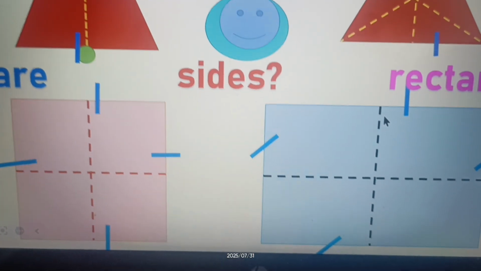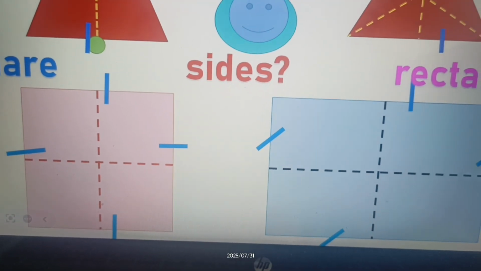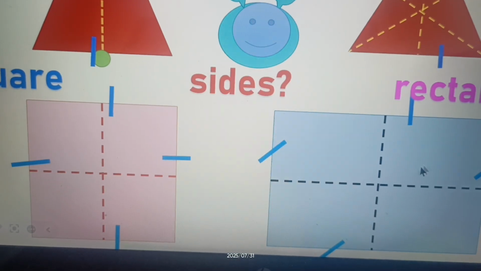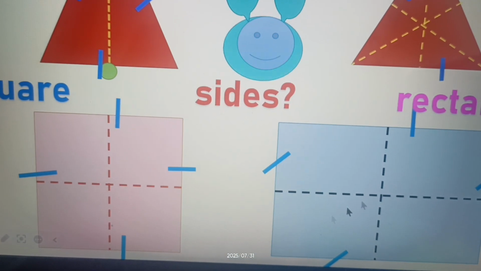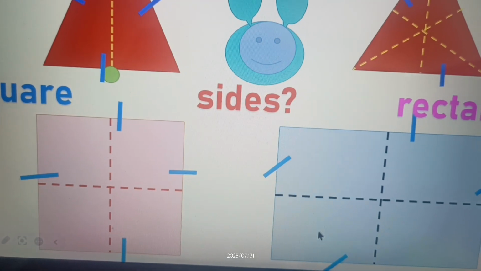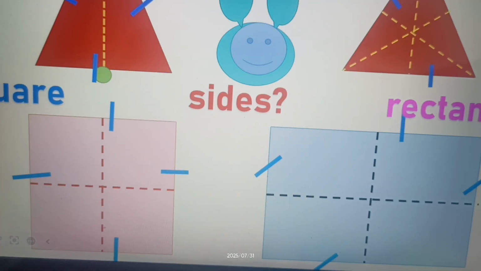In a rectangle, there is 1 vertical symmetrical line and 1 horizontal line only. When you draw a diagonal, there may be 2 equal parts in area, but you can't fold it into 2 symmetrical parts.